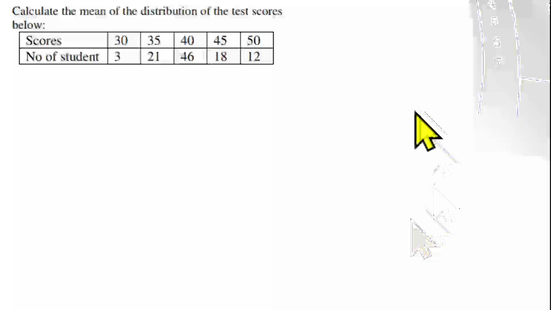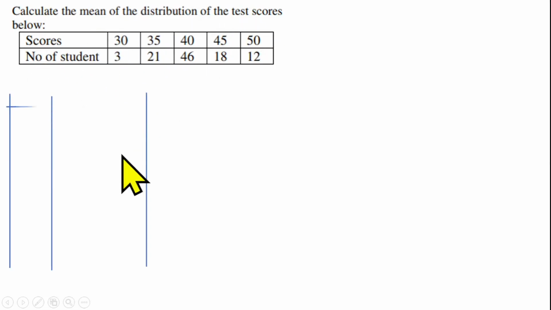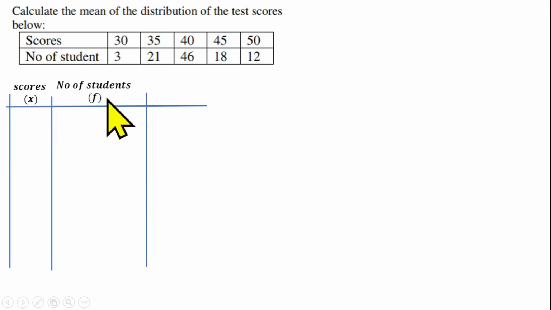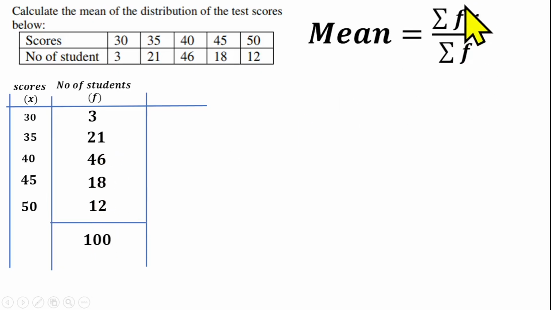Now let's see another question similar to what you have just solved. You have to calculate the mean of the distribution of the test scores below. We have score and number of students, so rearrange it like I did the other time. Your score is your x and the number of students is your frequency. So the scores represent x, and for the frequency you have 3, 21, 46, 18 and 12. You can sum the frequencies together, because from the formula we need to sum our frequency, and also compute our fx, frequency multiplied by x.